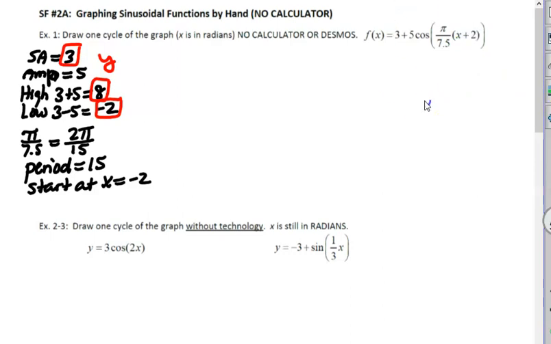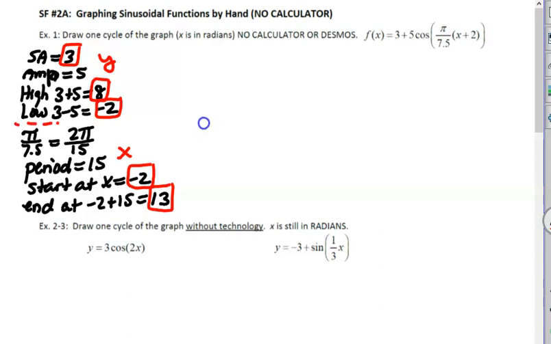Now, it's good to know where the graph ends. Okay, this is the starting point of the cycle. Where's the ending point? Well, if the cycle is 15 units long and it starts at -2, it's going to end at 13. So we're going to say ends at -2 plus 15, which is 13. So we have 2 of our 5 key points for the x-axis. We don't know what the other 3 are yet, but we're going to have to figure that out.